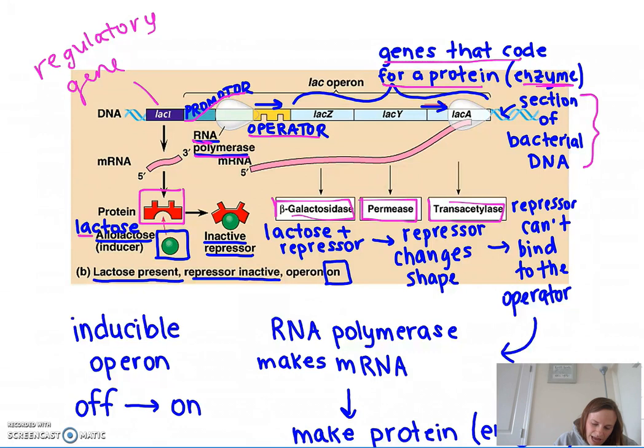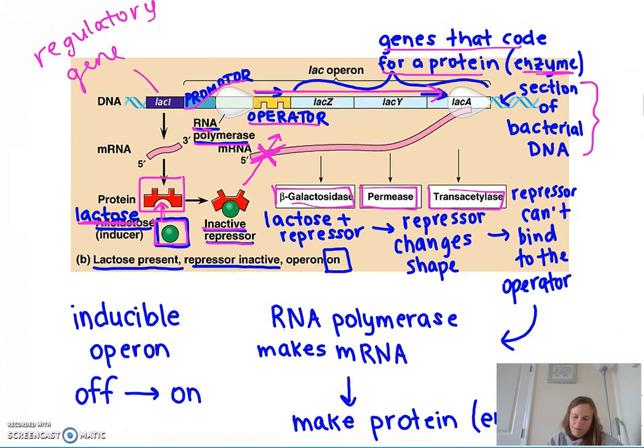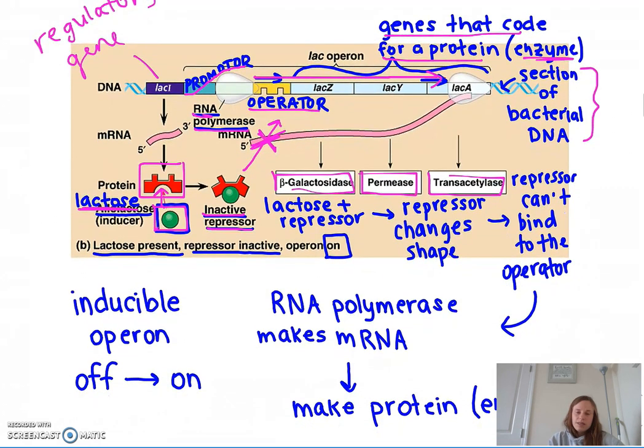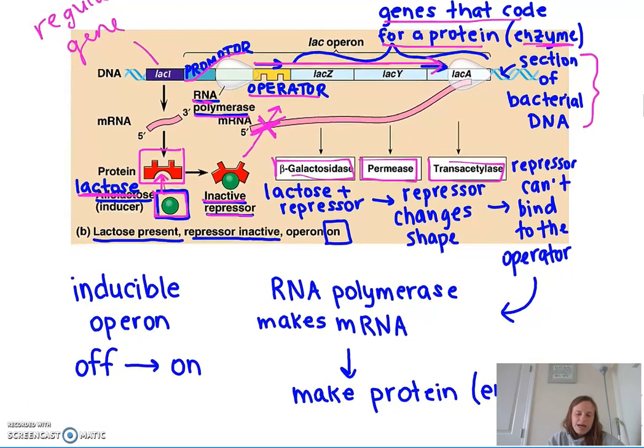Now, I've got lactose present, and what that lactose does is it's going to bind to the repressor, and the repressor is going to undergo a conformational change. It's going to change its shape. So now it can no longer bind to the operator. So there's nothing blocking my RNA polymerase, and now my RNA polymerase can make that messenger RNA, which can then ultimately make the proteins that are going to, in this case, they're enzymes, so they're going to break down that lactose.